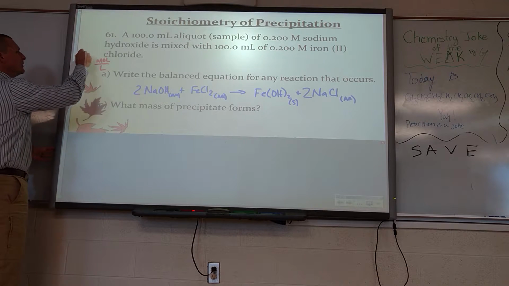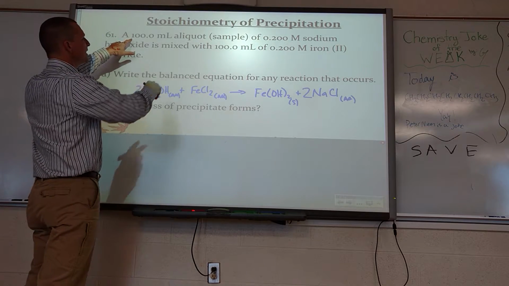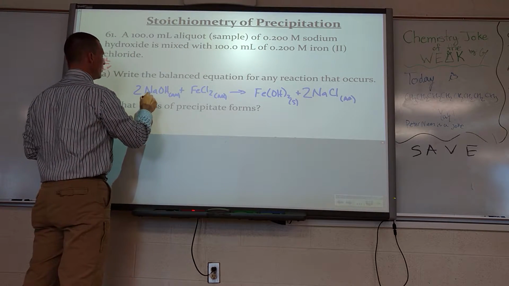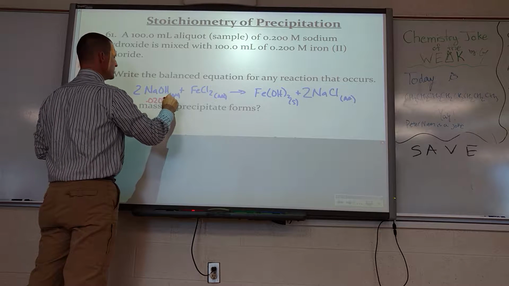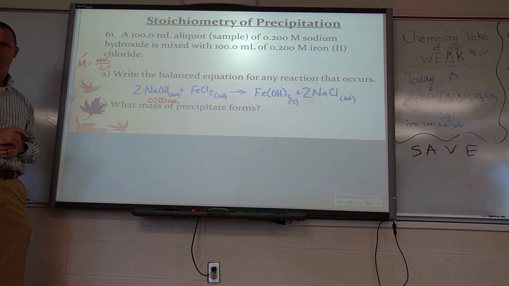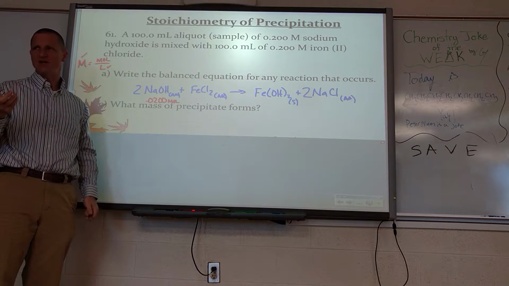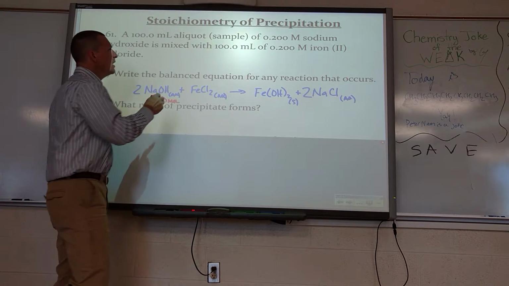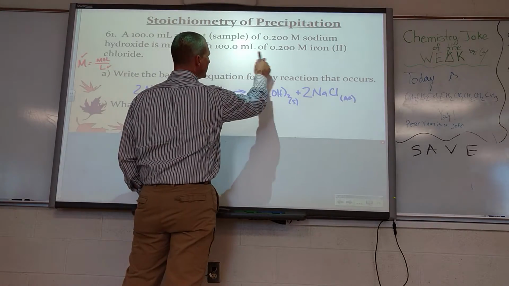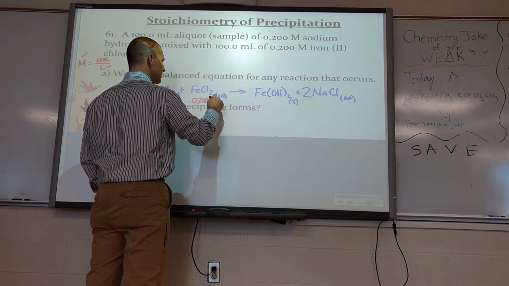So we know the molarity of each one, and we know the liters of each one, so we can find moles. Okay, I have 0.1 liters times 0.2 molarity gives me 0.02 moles of that reactant. You catch that? I did change this to liters. Almost every time you're going to be given milliliters for solutions, you've got to change to liters for molarity. The FeCl2, same thing. I've got 0.1 liters and 0.2 molarity, so that makes 0.02 moles on that one.